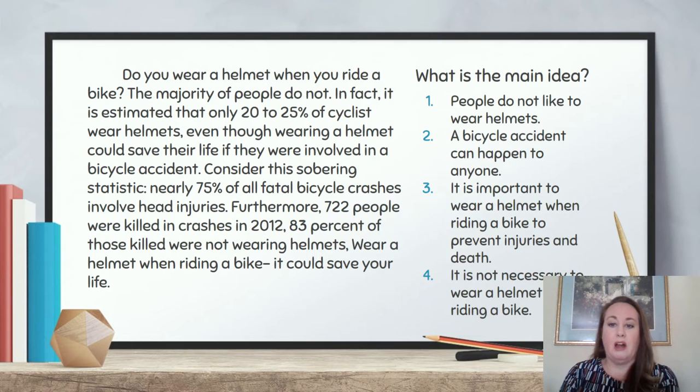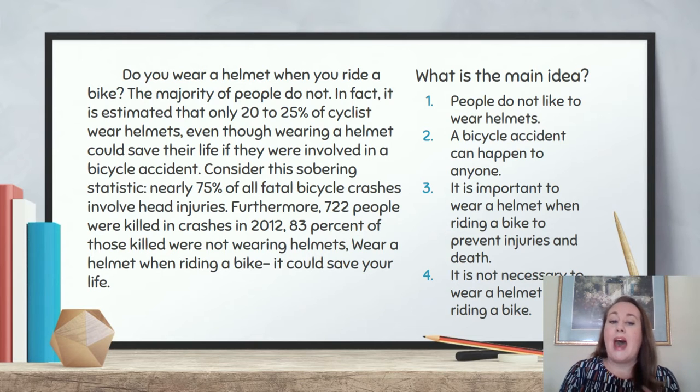People do not like to wear helmets. A bicycle accident can happen to anyone. It is important to wear a helmet when riding a bike to prevent injuries and death. And it is not necessary to wear a helmet when riding a bike.